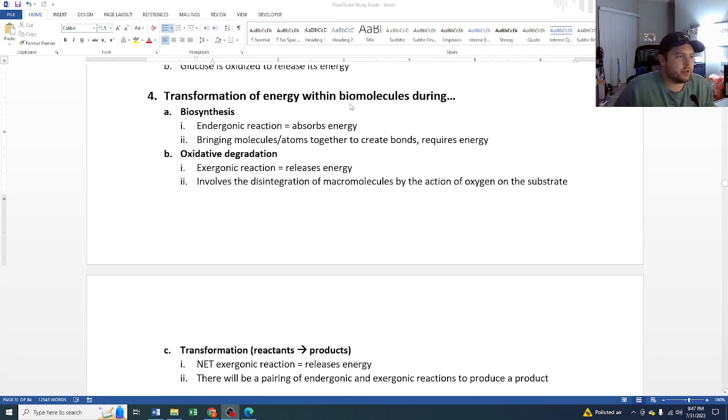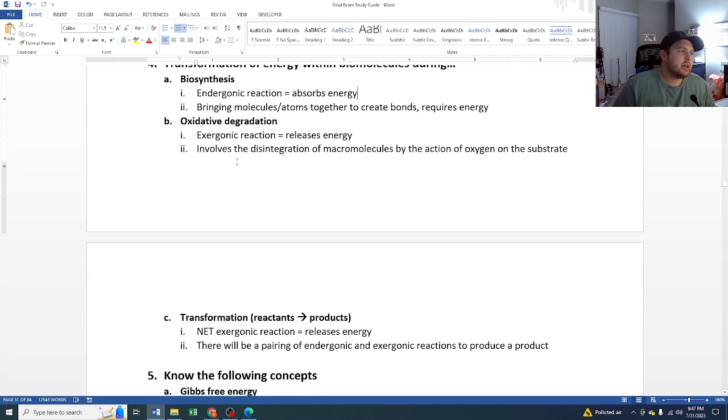Transformation of energy within biomolecules during biosynthesis. Biosynthesis means creating stuff. We also can call that anabolic reactions. An endergonic reaction means that it's absorbing energy, so it would get colder around the outside because it's absorbing the energy. And then also oxidative degradation, which is breaking apart, or catabolic reactions. That is an exergonic reaction that releases energy.